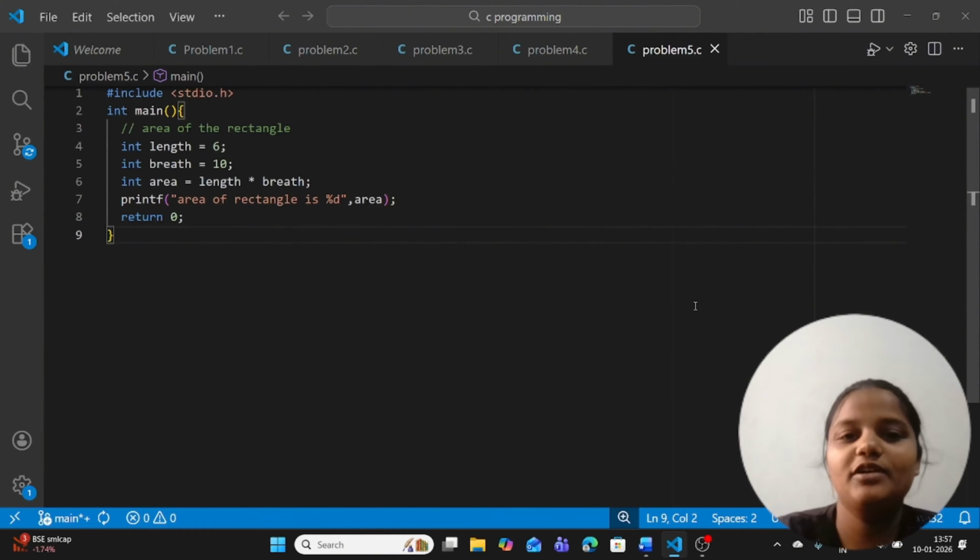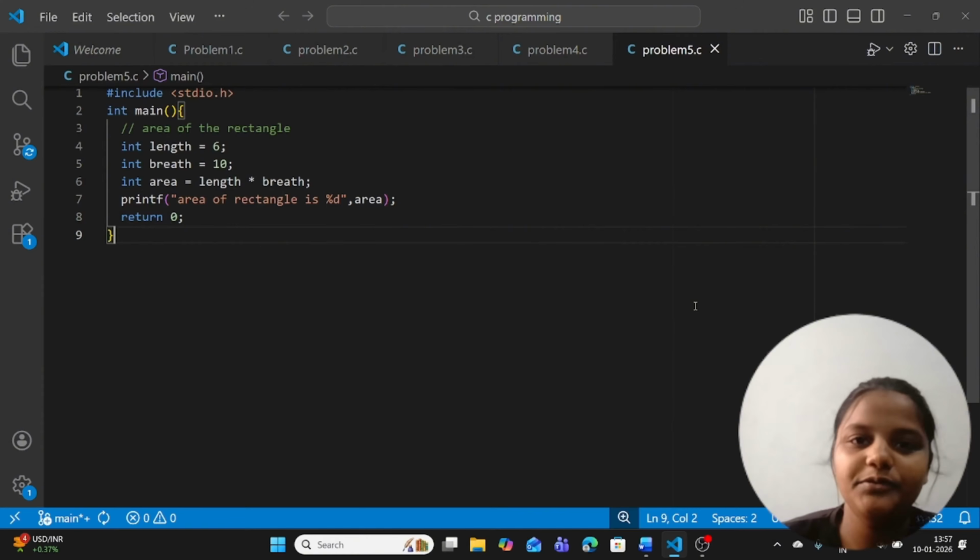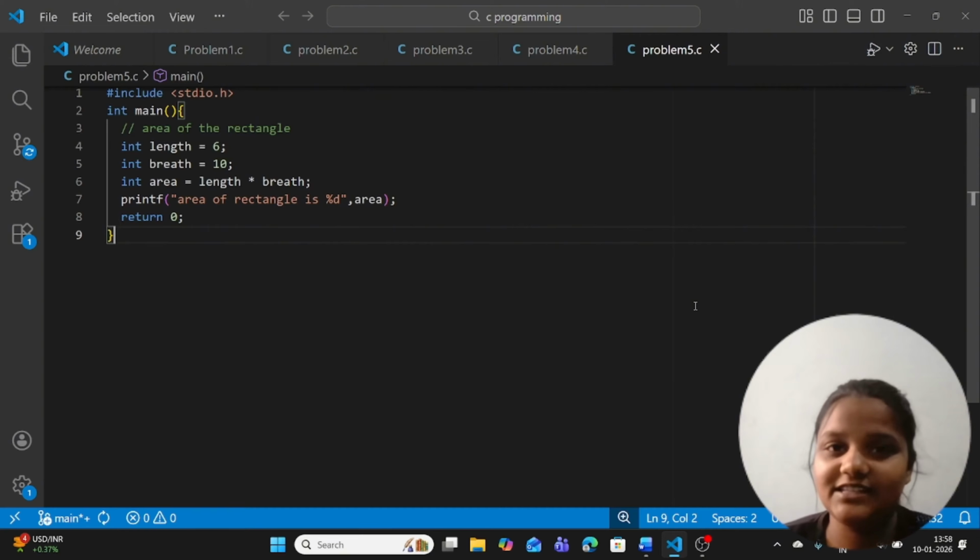In this C programming playlist, in the previous video we covered arithmetic operators and relational operators. In this video we are going to see the remaining types of operator, that is conditional and logical. Before moving to the operators, we are just going to learn about scanf, because it is important to get the input from the user. So now we will see scanf and how it functions.